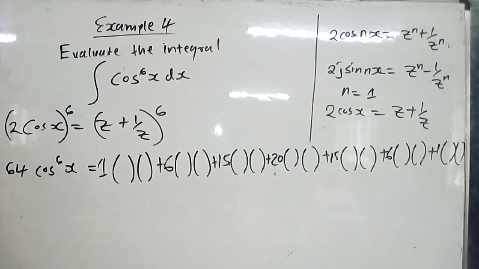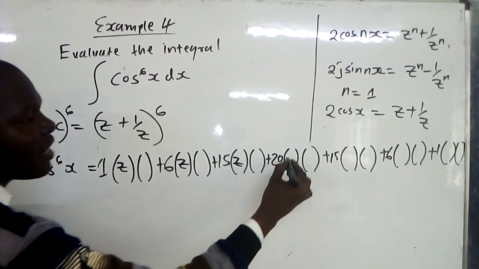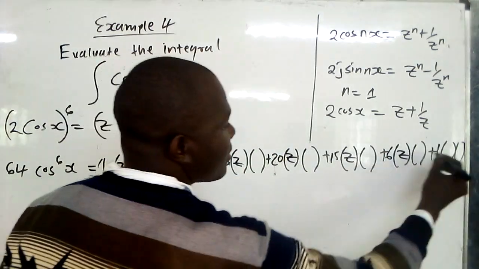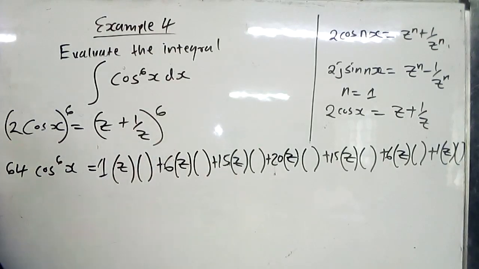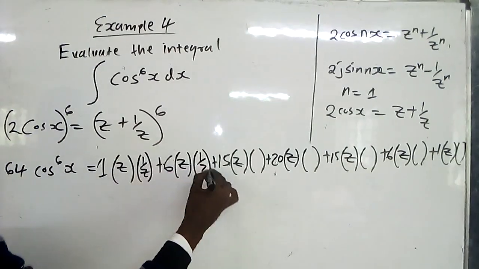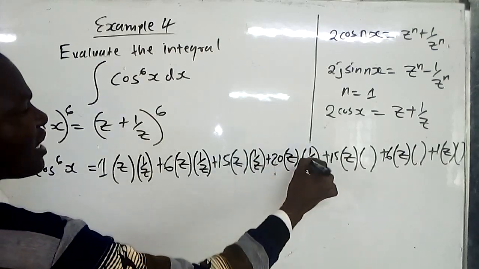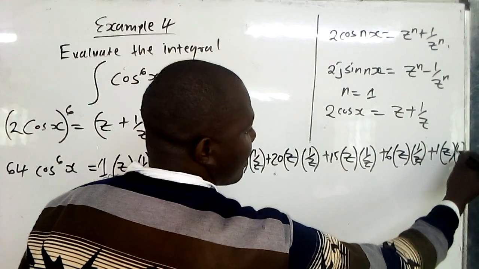Are we together? Then you start putting the first one here. We have z, z, z, z, z, z, z. The second one is positive 1 over z, so here we have 1 over z seven times.